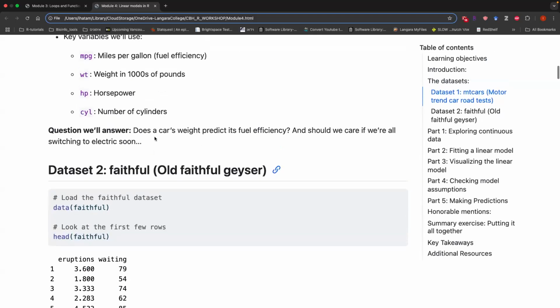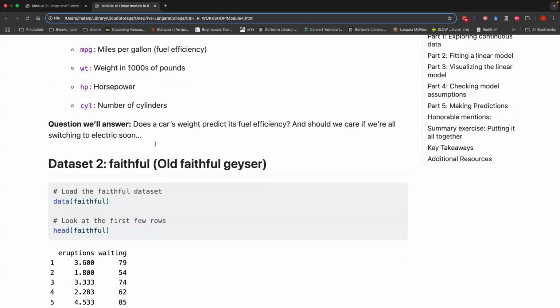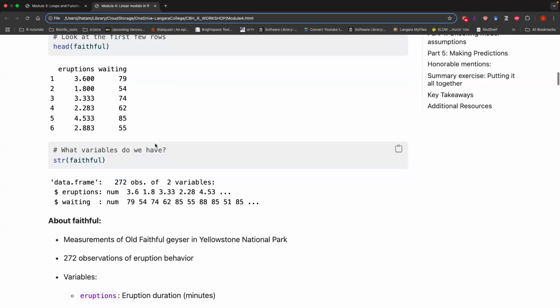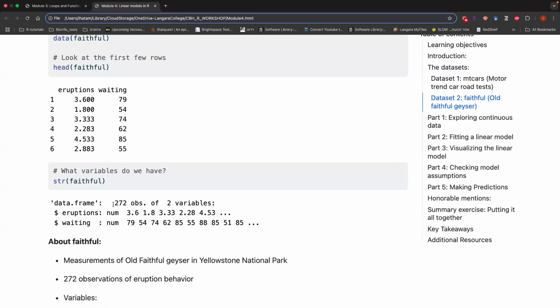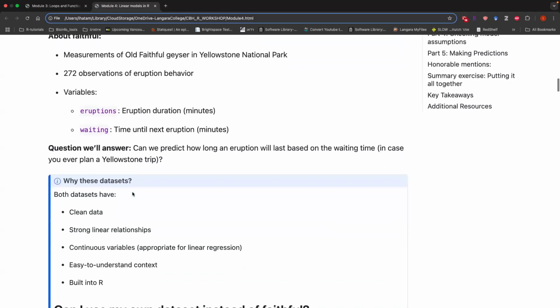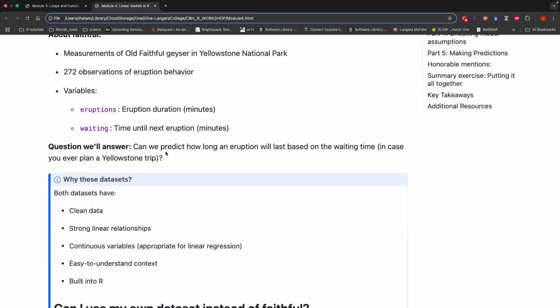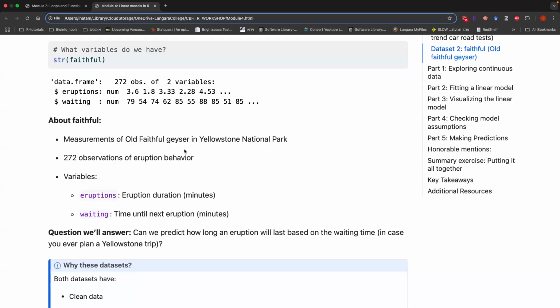So the question that we'll try and answer using our practice data is, does a car's weight predict its fuel efficiency, and should we care about it since we're all going to be driving electric soon? And what we're going to use with faithful, which, by the way, has 272 observations of eruption behaviors. The variables we have are eruptions and waiting: eruption duration and waiting time between eruptions. Can we predict how long an eruption will last based on the waiting time between eruptions? In case you ever plan a trip to Yellowstone, because these are measurements of the Old Faithful Geyser in Yellowstone National Park.